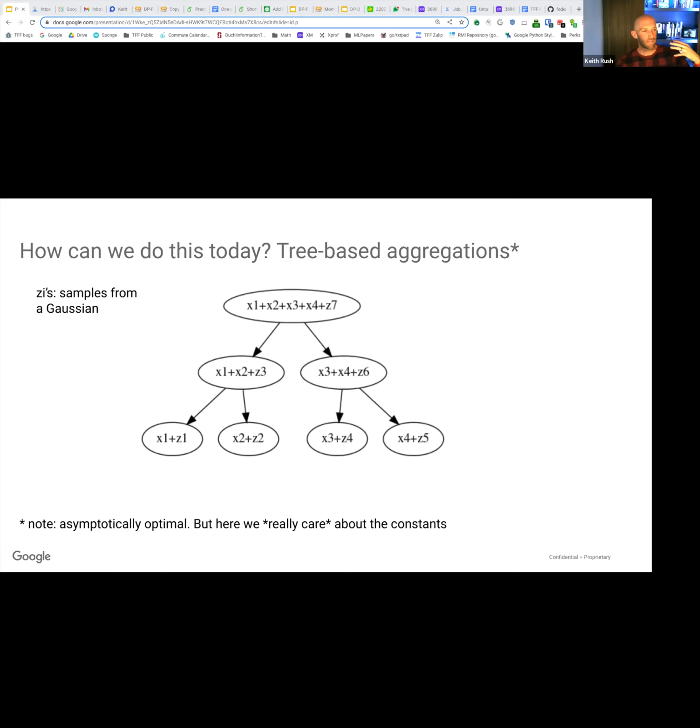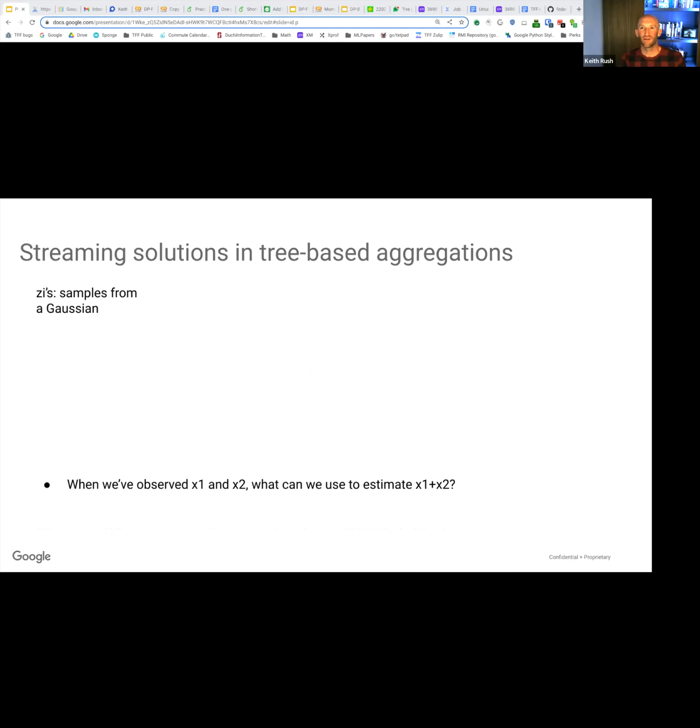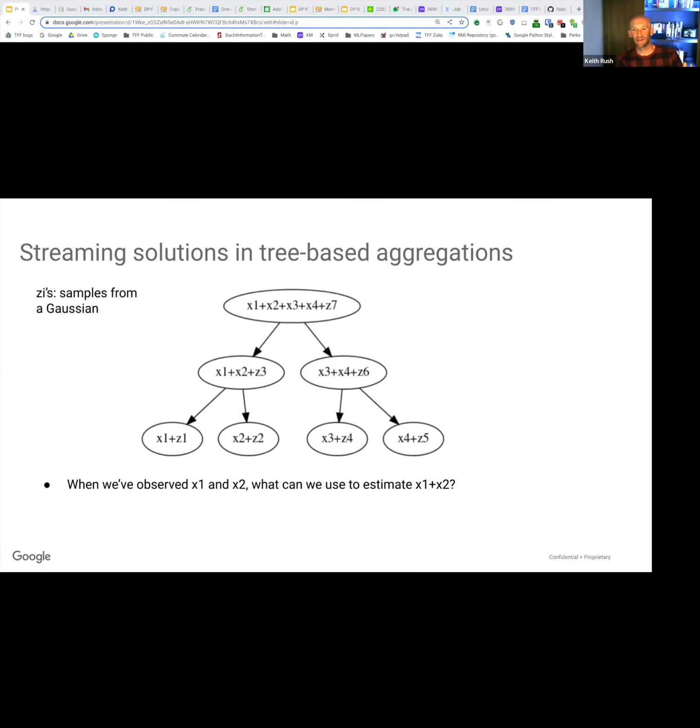But because these constants in the error are reflected in how much noise you need to add, those constants are really, really important. In the differential privacy application, the difference between epsilon equals 2 and epsilon equals 10 is massive, right? Because that's e to the 2 versus e to the 10th. Those are really big differences. So what constant you have is actually an important thing for you. And how do you make these things streaming?